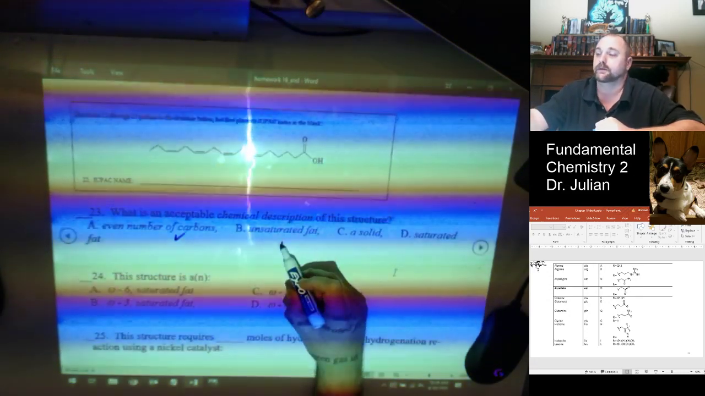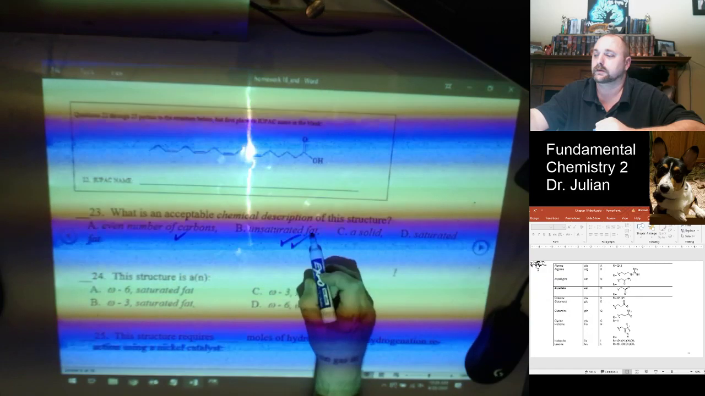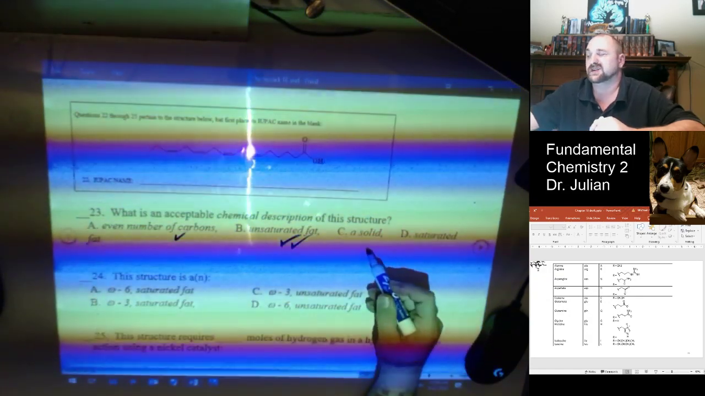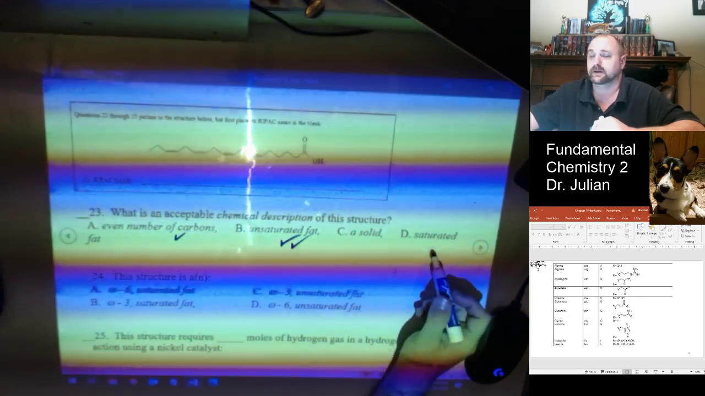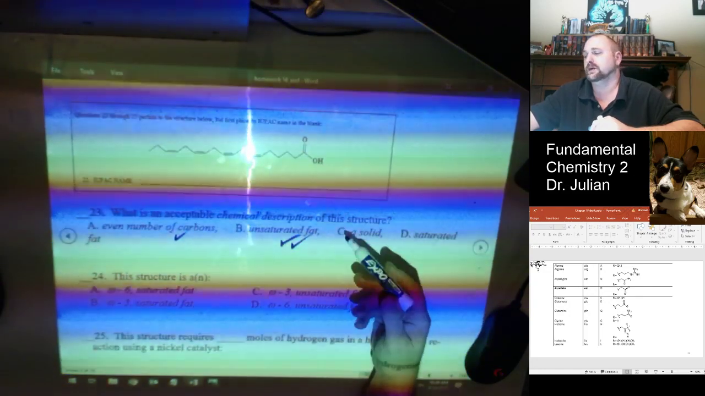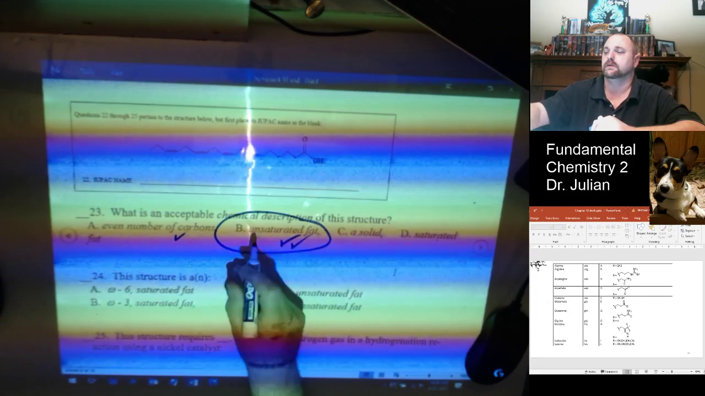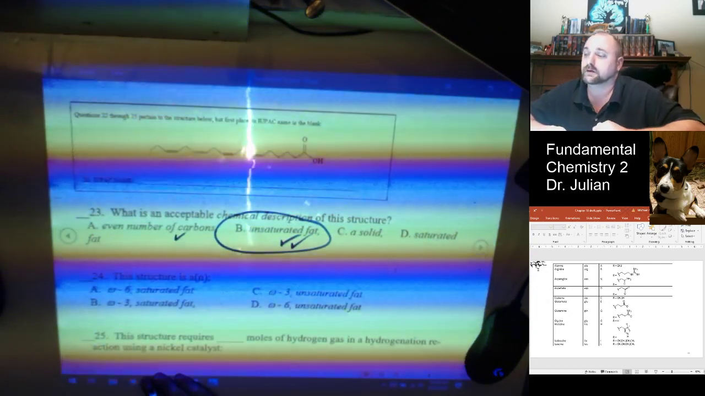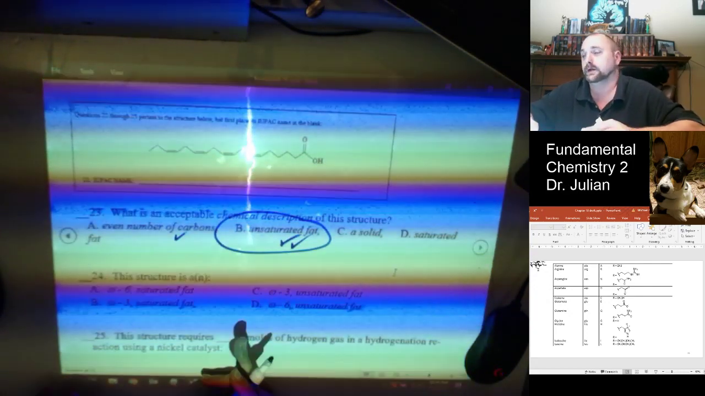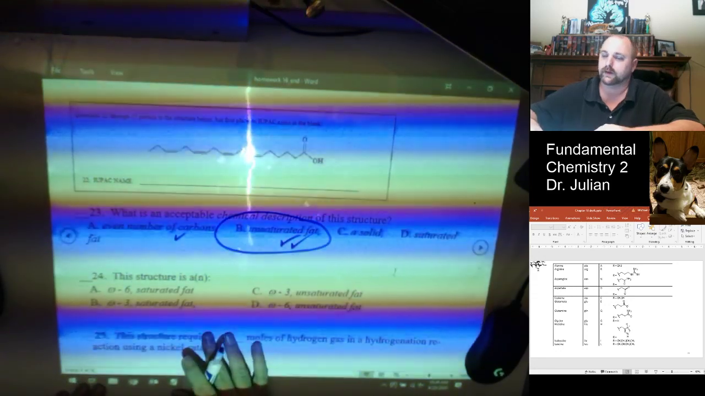Unsaturated fat, definitely. It's going to be solid. No, that's going to be a liquid. So we can go with even carbons, but chemical description, we really care about the factor that it's an unsaturated fat. Luckily, it's all cis. Remember, trans fats are really bad.